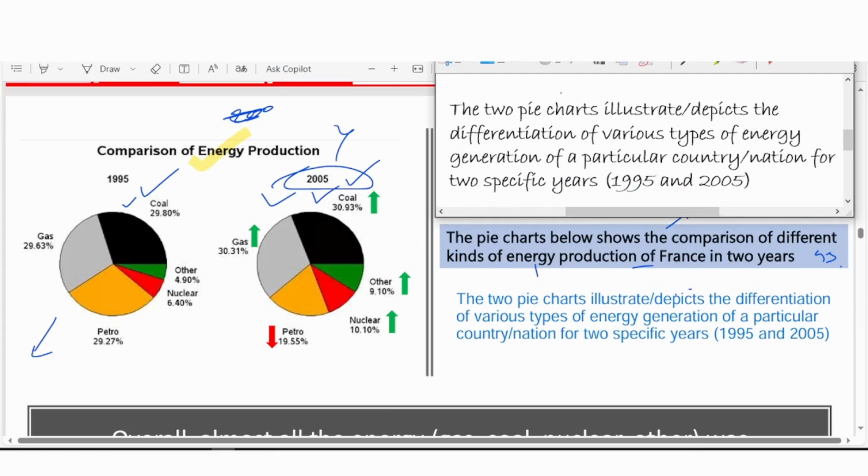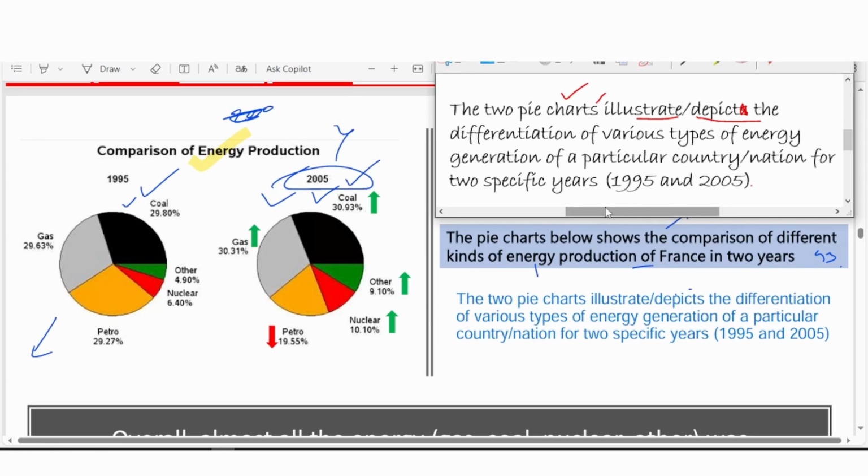The two pie charts illustrate or depict, whatever you want to use, but if you use "charts" here, don't just use "depict". Okay, don't use the S. The differentiation or differences of various types of energy generation, instead of production, generation of a particular country or nation, whatever the word you want to use, just use it for 2 specific years, because there are 2 years, and put a full stop after that. Nice, a fantastic introduction. Use it for any.